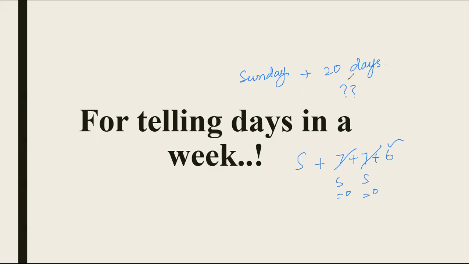I'll not be counting all the 20 days, that, okay, after Sunday, I'll count Monday, Tuesday, Wednesday, Thursday, Friday, and so on up to 20 days. No, I would simply count 6 more days. So that would be Sunday plus 6 days, and that would be Saturday. So I'll say that Sunday plus 20 days, the person who would come to see me would come on Saturday.